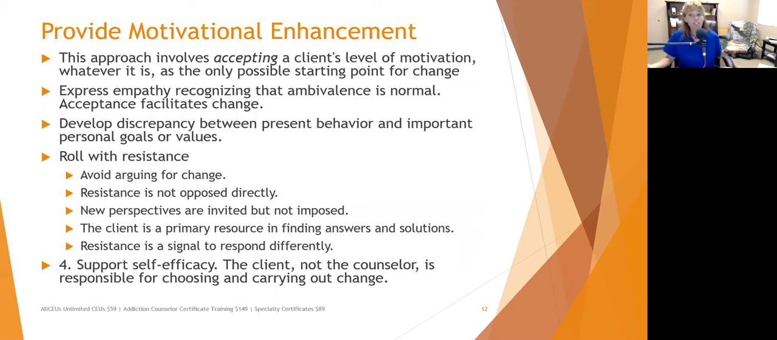We need to develop discrepancy between present behavior and important personal goals and values. This is what I talked about in tip 35. And that includes rolling with resistance. Don't argue for change.